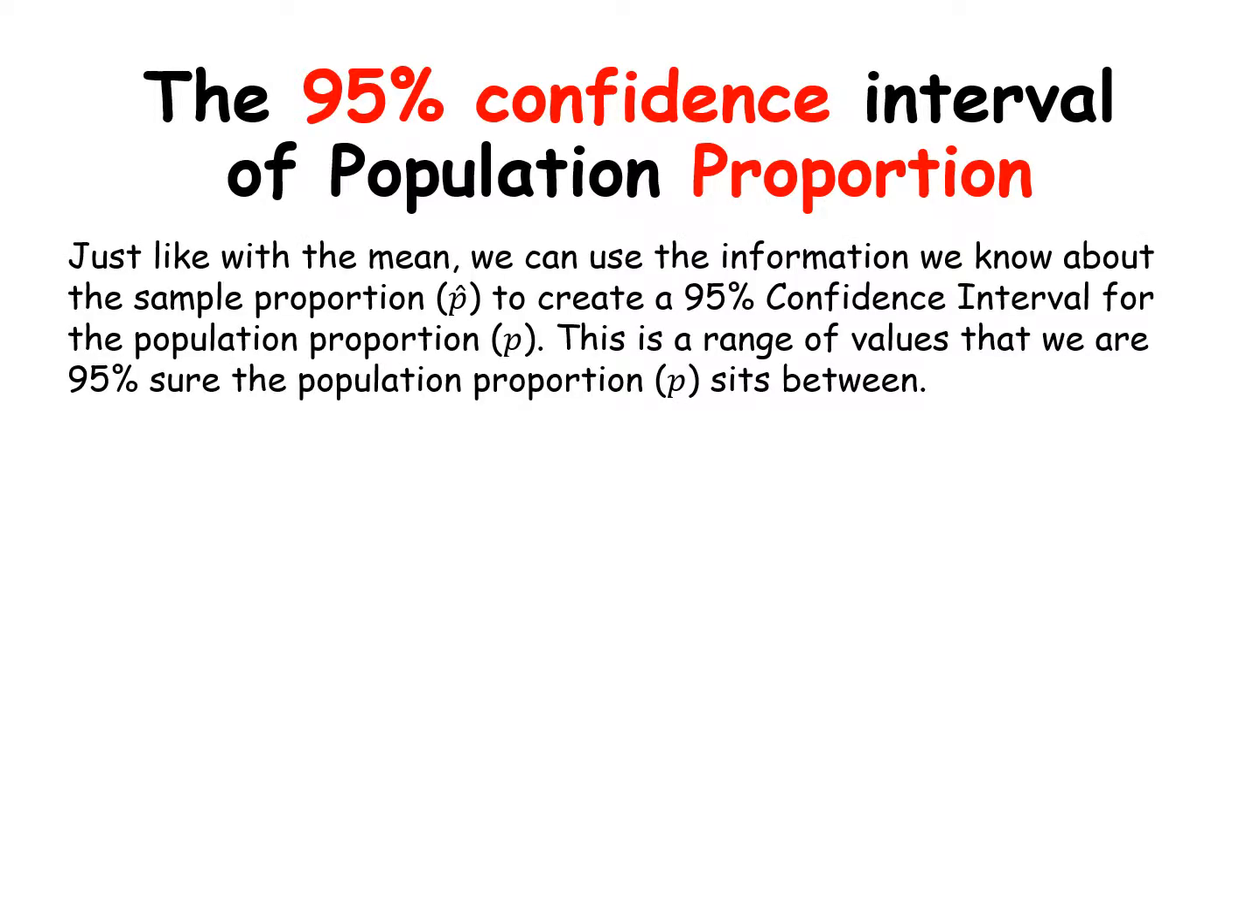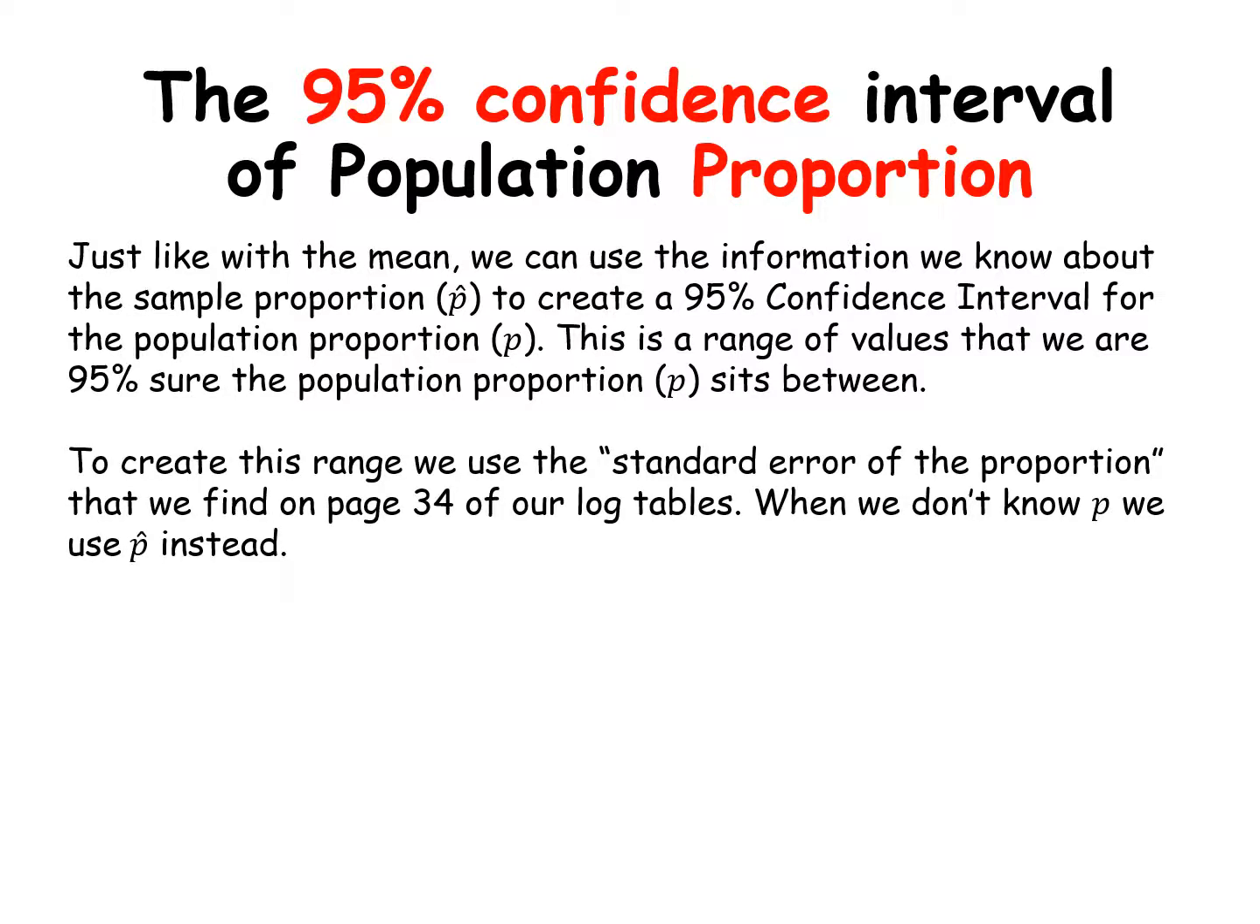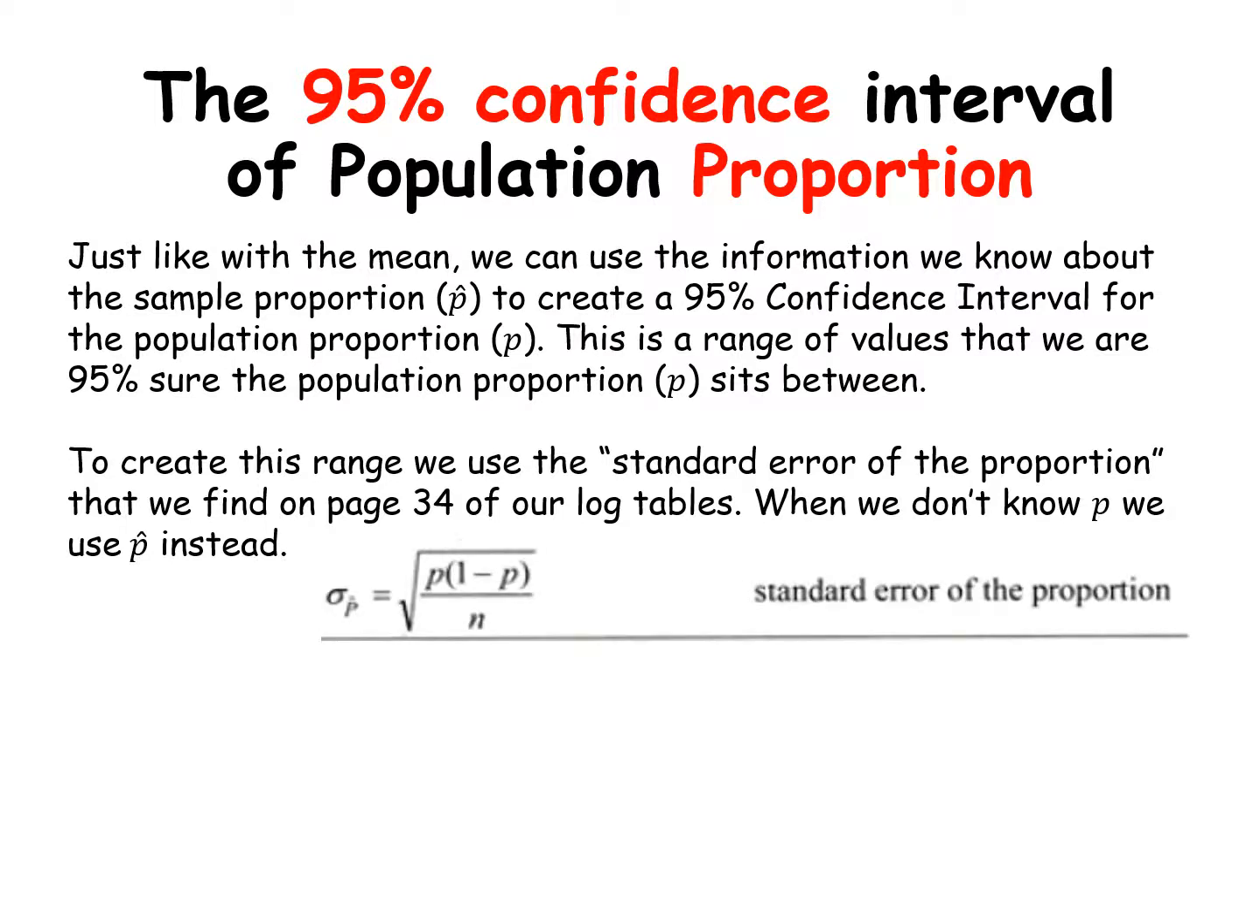So just like with the mean, we can use the information we know about the sample proportion, p hat, to create a 95% confidence interval for the population proportion, p. This is a range of values that we are 95% sure the population proportion sits between. To create the range, we're going to use the standard error of the proportion that we find on page 34 of our log tables. However, because we don't know p, the proportion, we're going to use p hat instead.